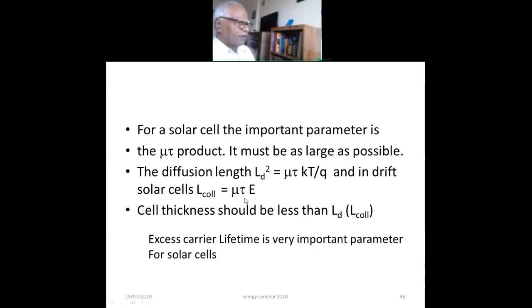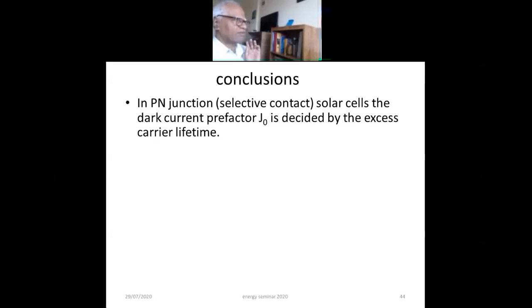So in a solar cell, the most important parameter is the mu tau product. Mu is the mobility and tau is the excess carrier lifetime. Diffusion length is just mu tau multiplied by kT by q, and drift length is just mu tau into some built-in field. So mu tau is what is important. So you have to maximize mu tau, especially in thin film solar cells, like many of you may be doing. Thin film solar cells, please maximize mu tau, and that is the secret of success.